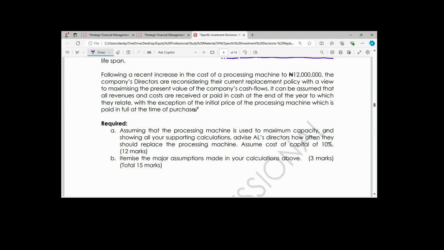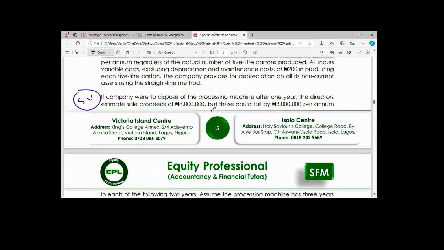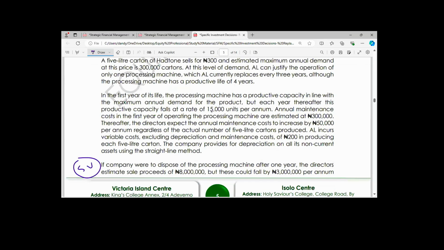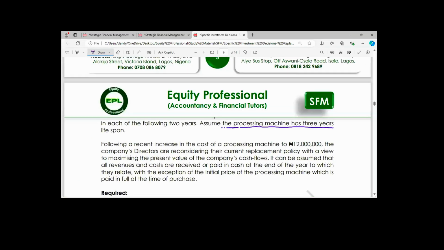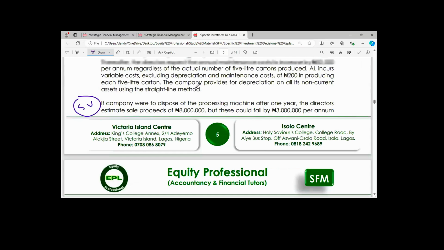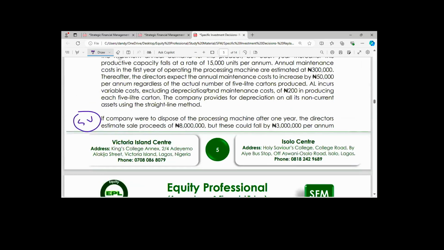So you have to assume that the processing machine is used to maximum capacity and show all your supporting calculations, then advise the directors of AL how often they should replace the processing machine, 12 marks. The examiner has told you the useful life of this machine is 4 years. However, the examiner mentioned that you should assume that the processing machine has a 3-year life. So that means you are not going to calculate for 4 years. Rather, it will be for 3 years. So you have to watch out. Be careful when you are picking your numbers. That's a salient point, because if you do it for 4 years, you're on your own. Whatever you do will be wrong, because the examiner was specific that you should calculate for 3 years. So I will stop sharing this and move to the working note quickly. Within the next few minutes, we should be done with this.